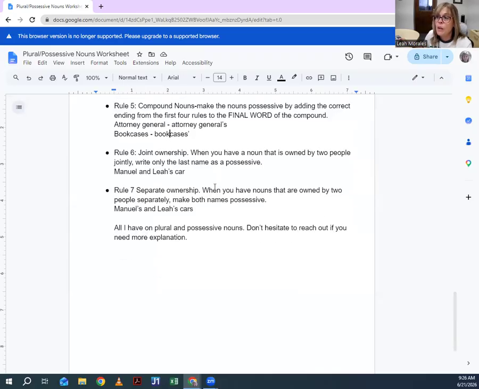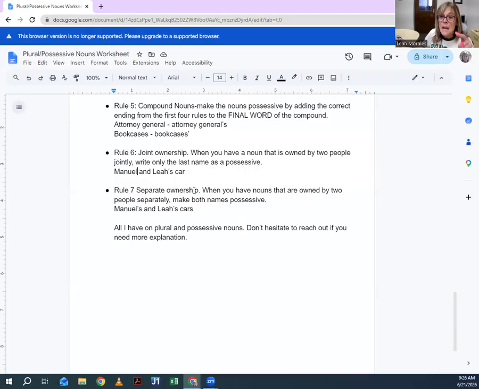Okay, now this is a little more complicated. Joint ownership. When you have a noun that is owned by 2 people jointly, write only the last name as a possessive. Okay, my husband's name is, he pronounces it Manuel, and Leah. We have a car. This is how you say that. Manuel and Leah's car. You don't say Manuel's and Leah's because it's our car. It's one car, right, that we own together, okay? Manuel and Leah's car is in the shop. That means the car we own together is in the shop.